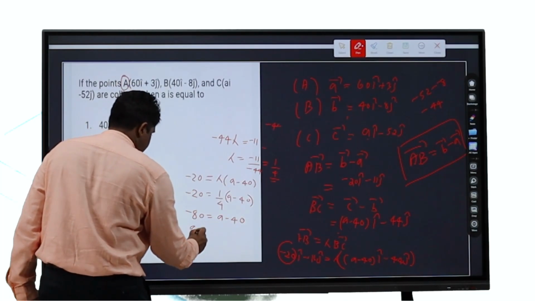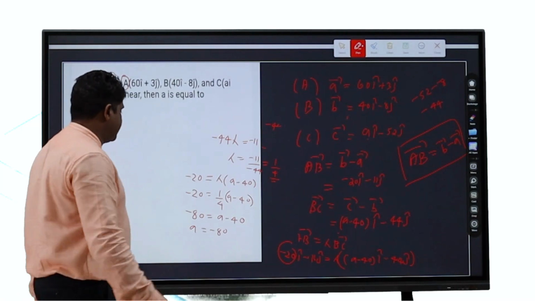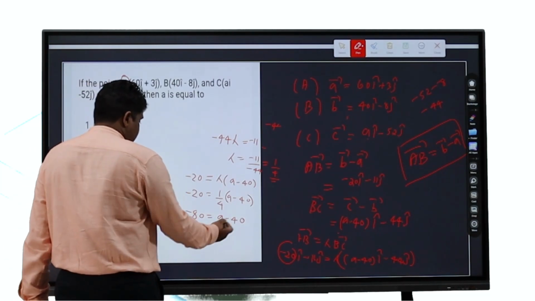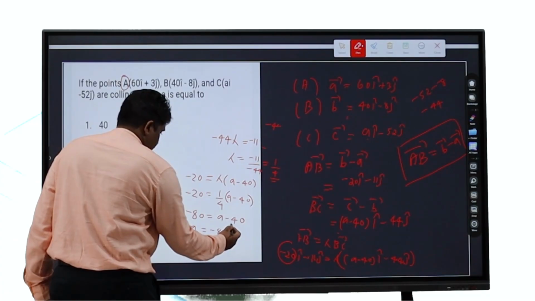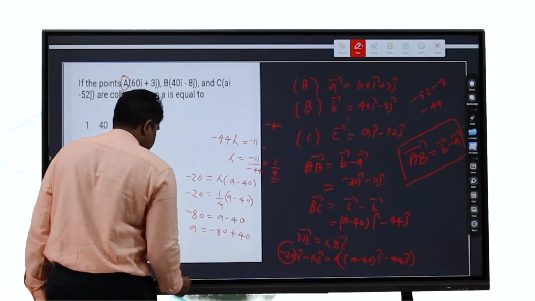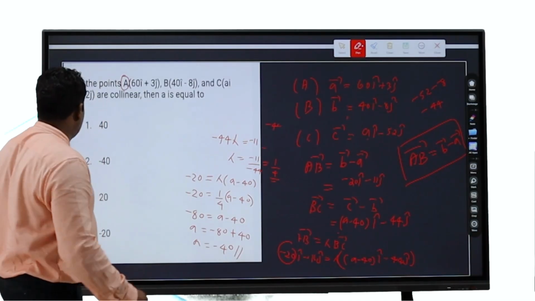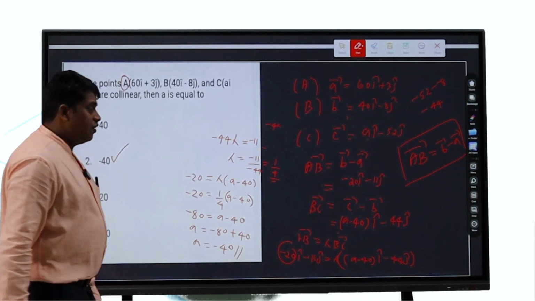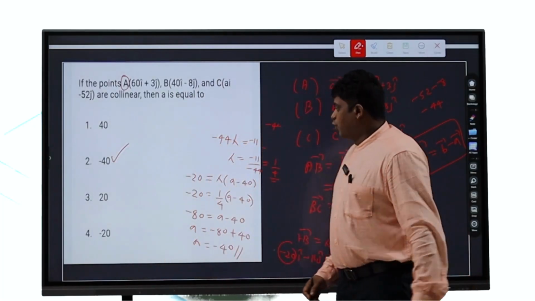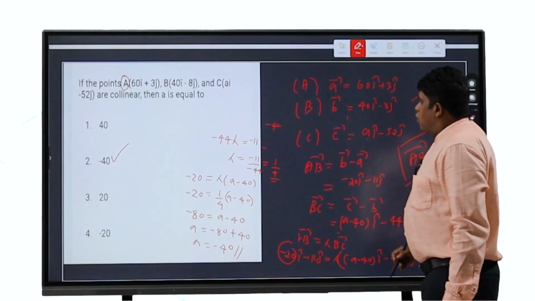Okay, then A is equal to minus 80, and minus 40 when it moves from LHS to RHS becomes plus 40. Then A is equal to minus 40. The value of A is equal to minus 40. Got it?